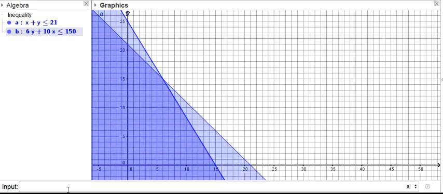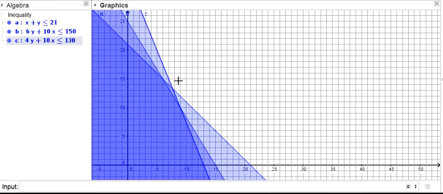There's another constraint that says time available for harvesting. Remember we're letting Y be my acres of corn that I plant, and each acre of corn takes 4 hours to harvest. So I'll be typing 4C plus 10. No, I have to use X and Y. 4Y, Y is the corn, plus 10x, and that has to be less than or equal to, no more than 130.